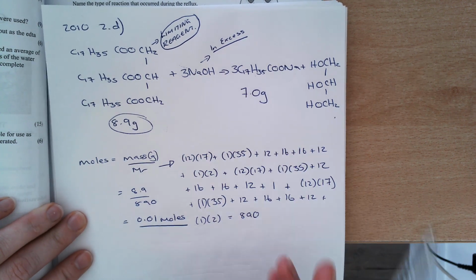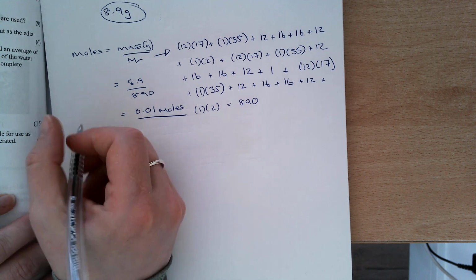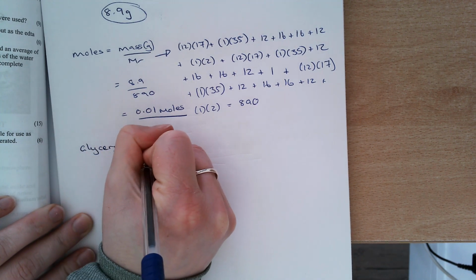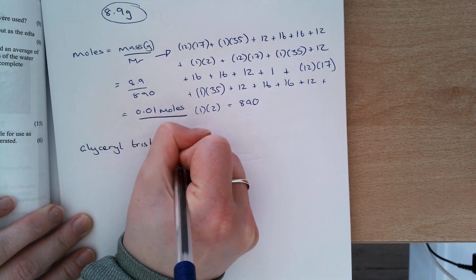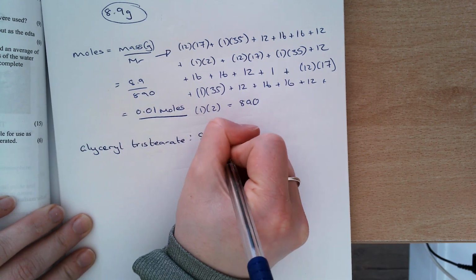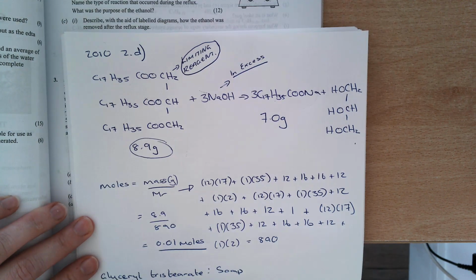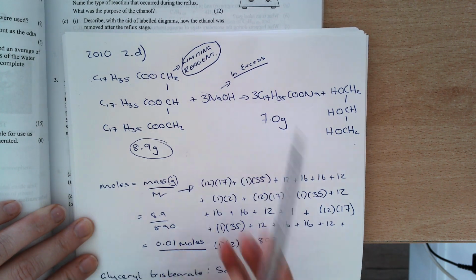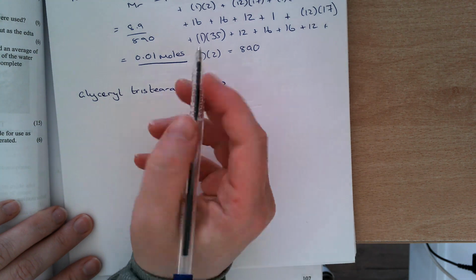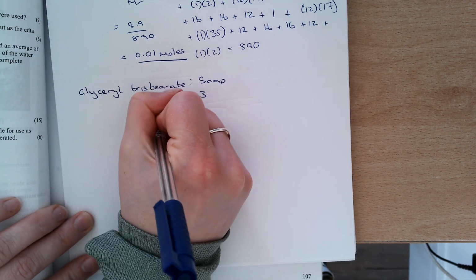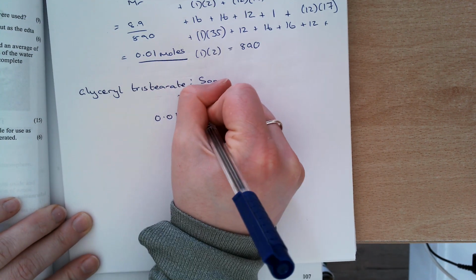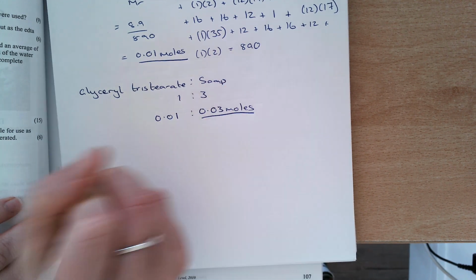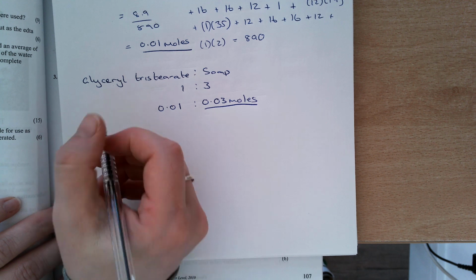In this case, I'm looking at my soap. So I am going to set up my ratio with my glycerol tristearate with the soap. If I look at my ratio, there's no number before this, so it's 1, and here I have 3. So my ratio is 1 is to 3. So if I have 0.01 moles of glycerol tristearate, I'm going to have 0.03 moles of my soap.